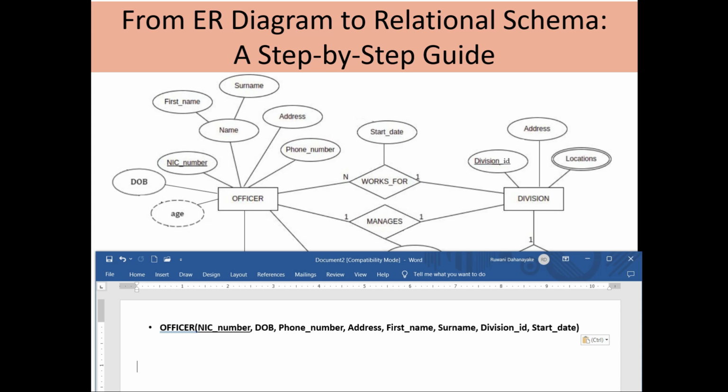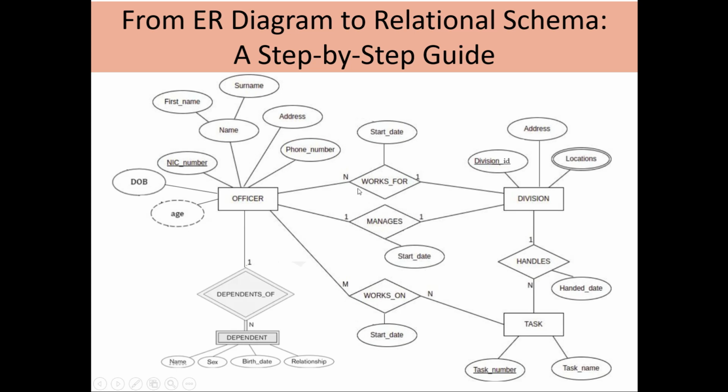Next we go to the relationship side. Here this is a one-to-many relationship. We should take the primary key of the one side into the many side. Here the division ID in the division entity should be taken into the officer relation because the officer relation is on the many side. This is a descriptive attribute. This descriptive attribute should also be taken into the many side.